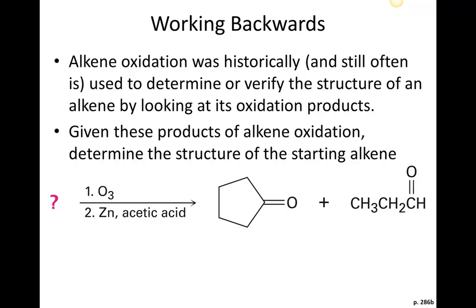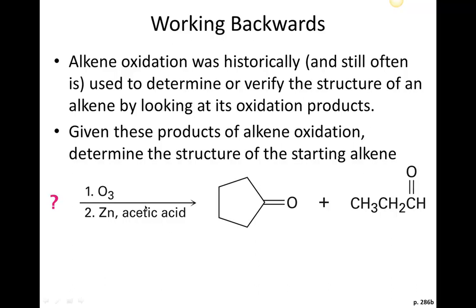Alright, so let's think about working backwards. Now, we've been working backwards when we talked about hydrohalogenation and dehydrohalogenation. We've looked at making alcohols by hydration or dehydration. We went back and forth. So let's do that again. Alkene oxidation was historically used, and sometimes still is, to help determine what the original product was. You would oxidize the alkene, look at the little pieces that you get out, and then from that figure out what the original molecule was. And so suppose you have this information.